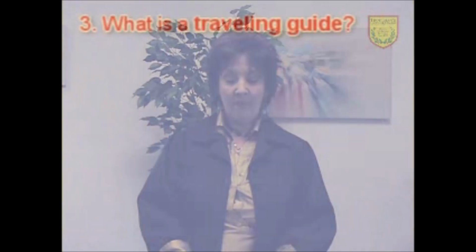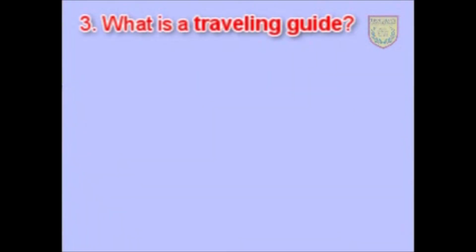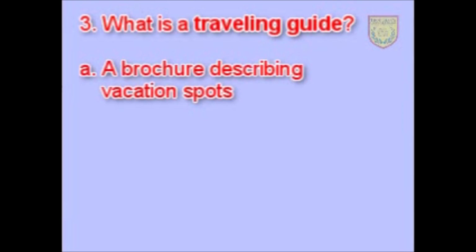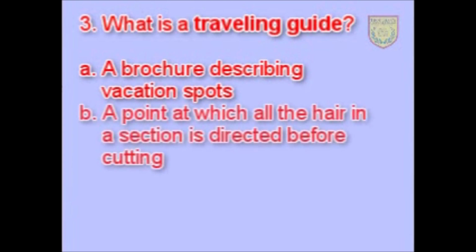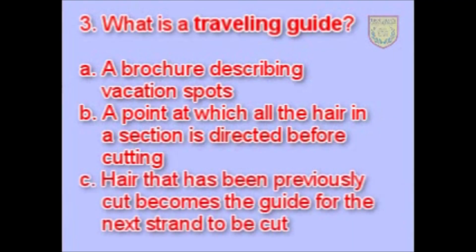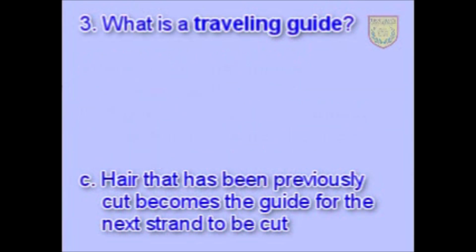Number 3, what is a traveling guide? A, a brochure describing vacation spots. B, a point to which all the hair in a section is directed before cutting. Or C, hair that has been previously cut becomes the guide for the next strand to be cut. If you answered C, you are correct. All the hair that has been previously cut becomes the guide for the next parting to be cut.